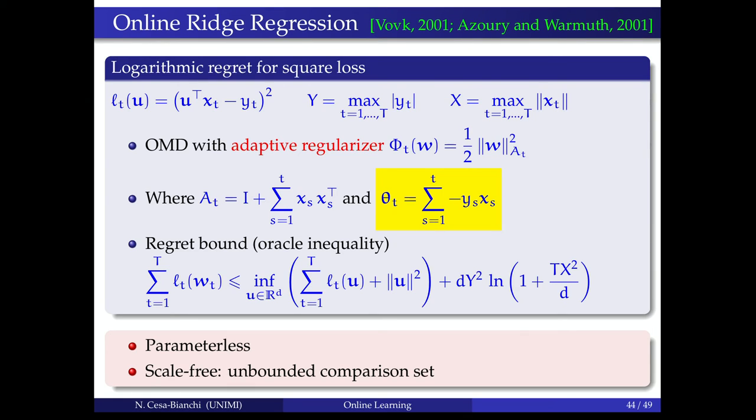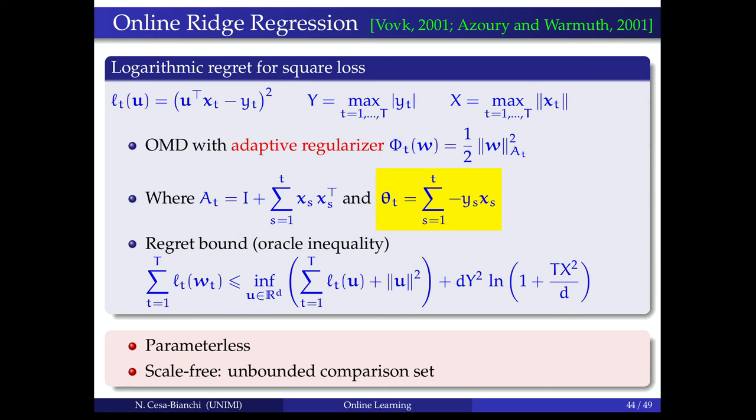The analysis becomes a little bit more complicated, but then I get a regret bound, which has the advantage of not being restricted to some convex set. I don't have any explicit diameter information here. So I call this an oracle inequality because this regret inequality will hold for any competitor u in the Euclidean space. So you see, the cumulative loss of my predictions will be at most the cumulative loss of any set of coefficients u plus a complexity term, which is the norm squared of u. And then I have a logarithmic term in time.